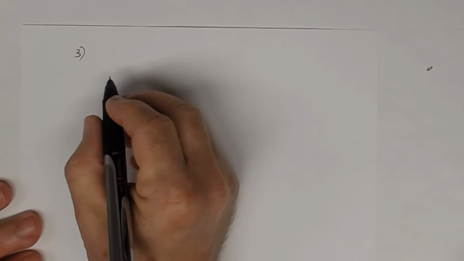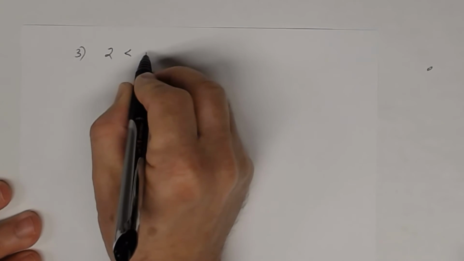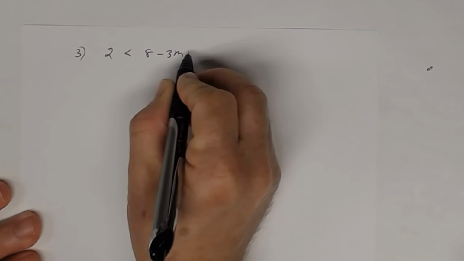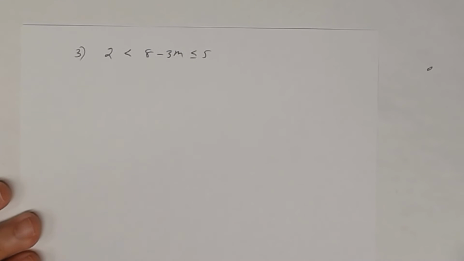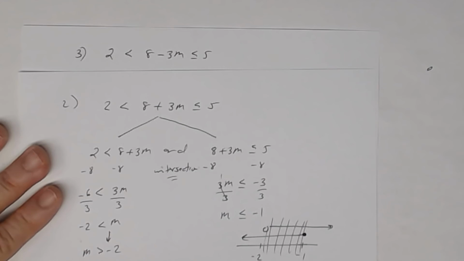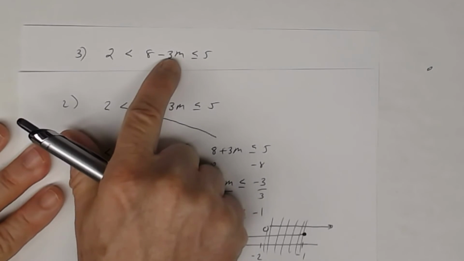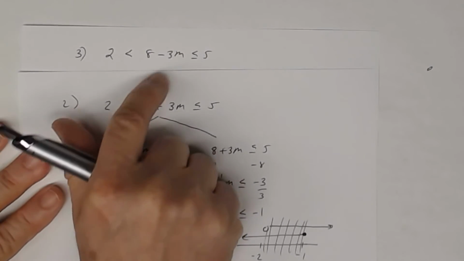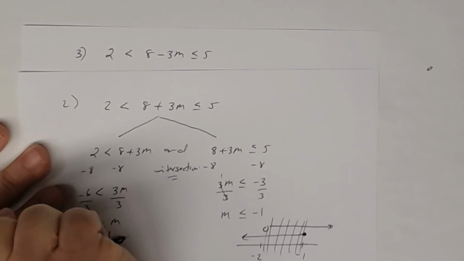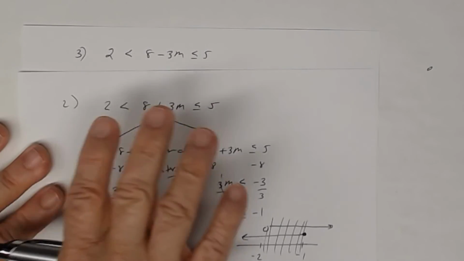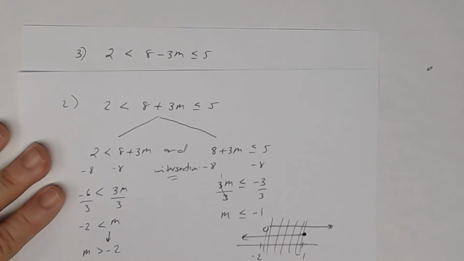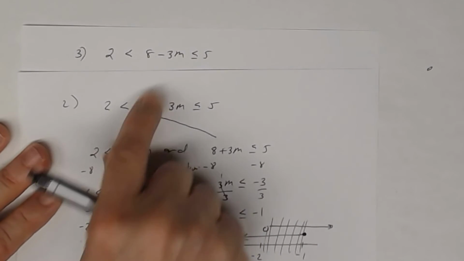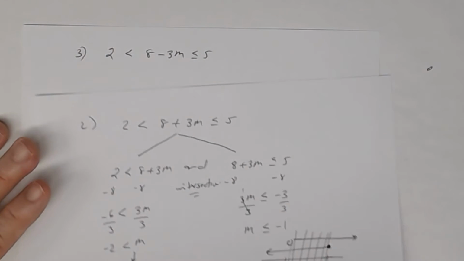So this is number 3. Okay, so number 3, let's suppose we have 2 is less than 8 minus 3m is less than or equal to 5. So the difference between number 3 and number 2, if you look at it, is that the coefficients of m are opposites. So this is -3, this is +3. Everything else is the same. So I wanted to do that just to show you what you would do if the coefficient is negative. So we're going to do it both ways.